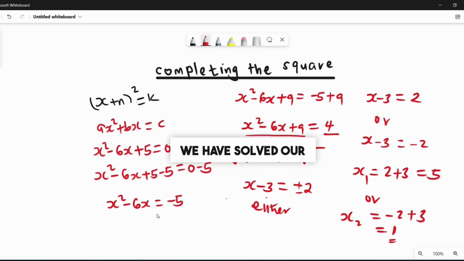That's it. We have solved our equation using the completing the square method. Remember that this method is very useful when the equation cannot be factored or when the equation has no real solutions. Now you can try it yourself with different equations and see how it works.